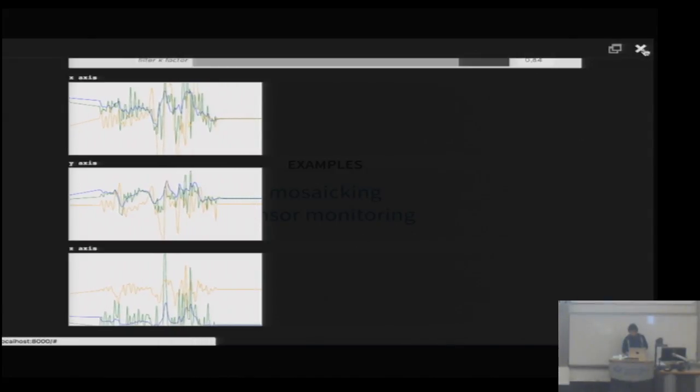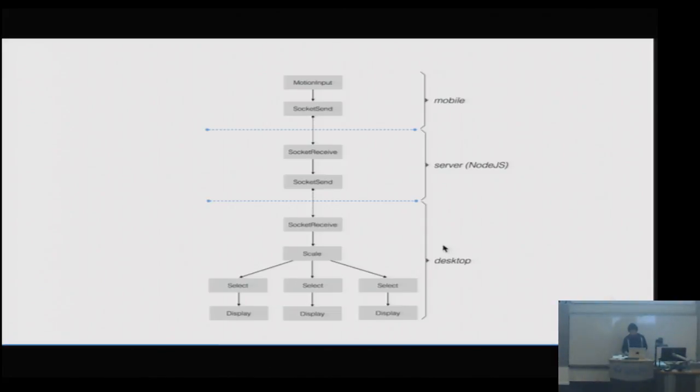And I will just show you the simplified graph of this application. The idea is just to take the sensors, send them through the network to the server. It was Eduroam, actually, the network. And then resend it back to the desktop client. Then we scale everything for the visualization, select and display each axis in a canvas.